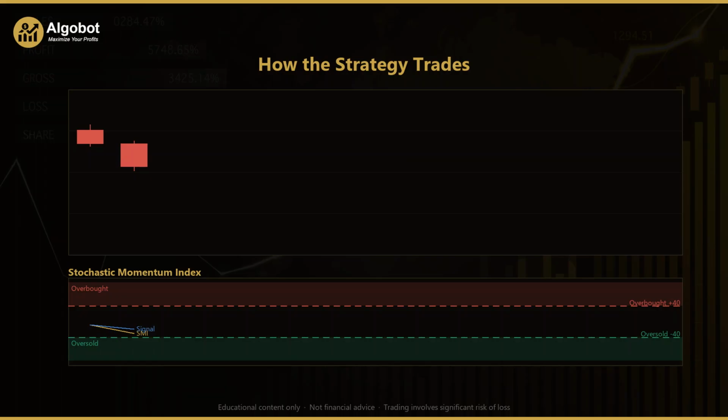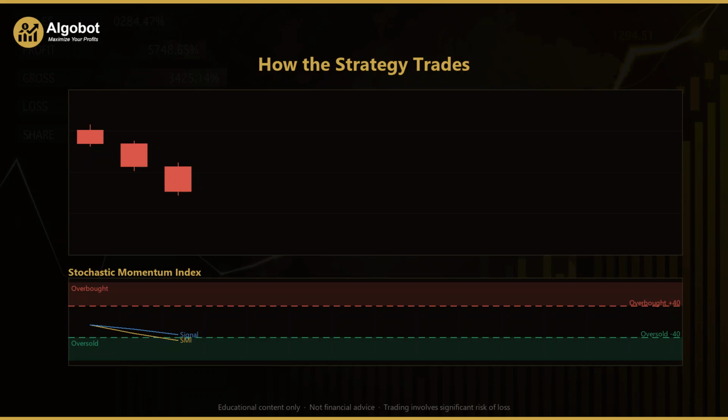On top you can see the price candles, and in the panel below is the Stochastic Momentum Index in gold, together with its slower signal line in blue. Two dashed levels mark the extreme zones, one at positive 40 and one at negative 40. When the SMI pushes beyond either of these, the market is considered stretched.